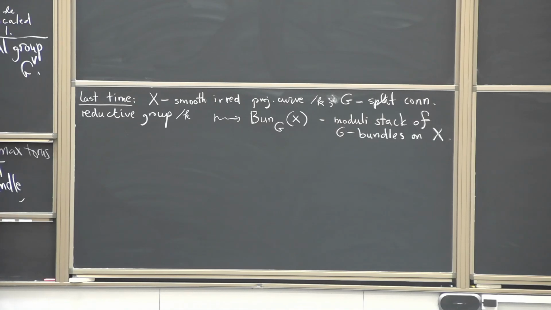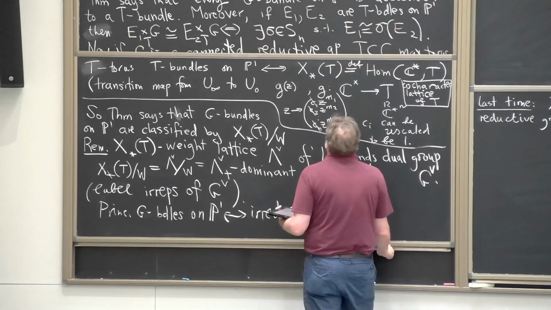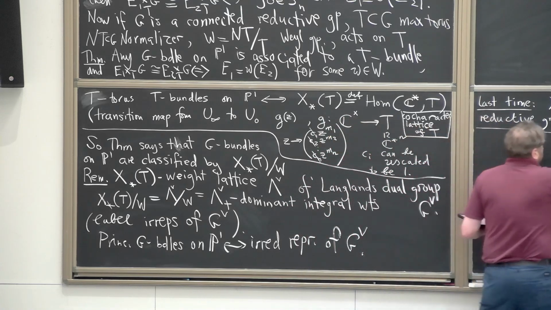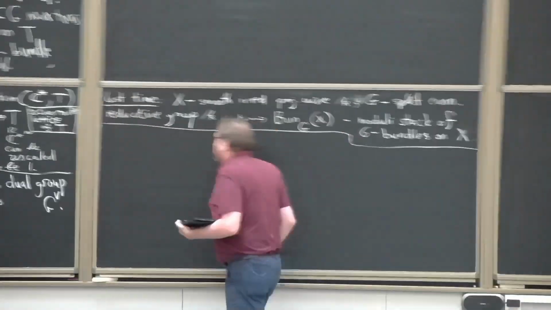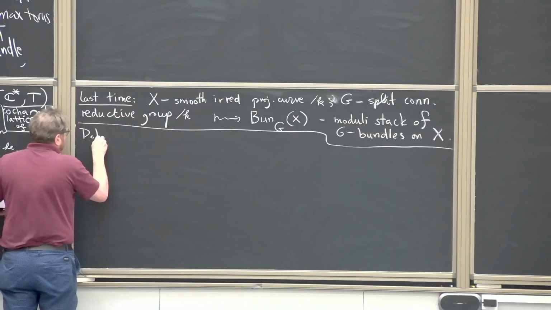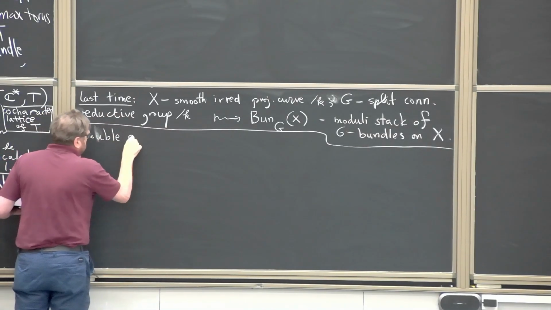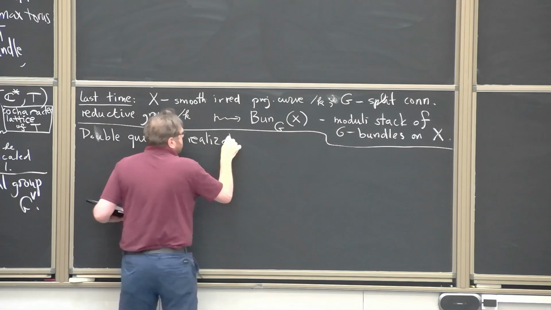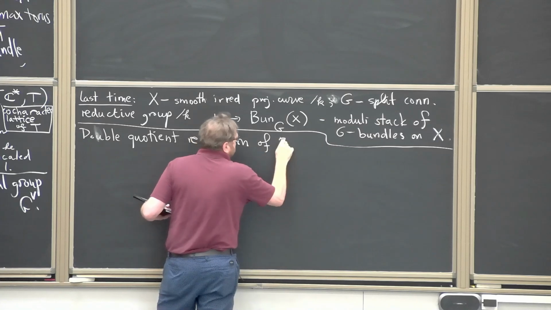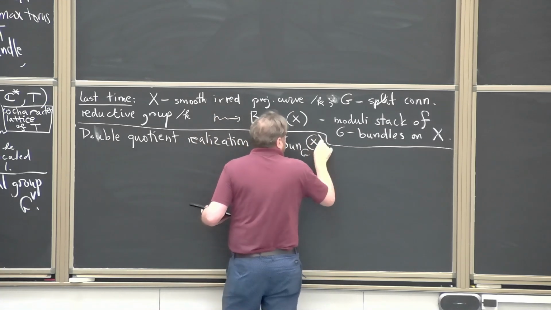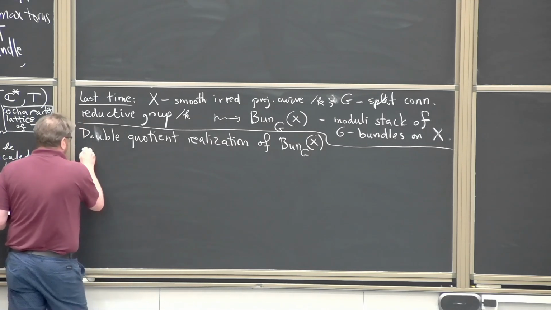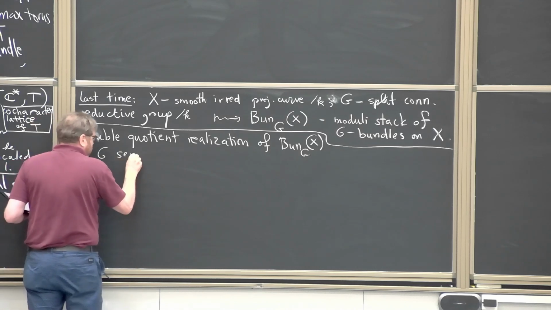However, I would like to describe this stack as a set a little bit more explicitly. And so this topic is called the double quotient realization of Bun G of X. So I just want to make it a little bit more explicit. So for simplicity, let us assume first that G is semi-simple.